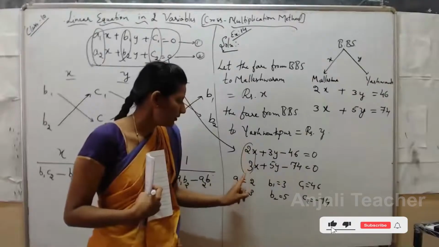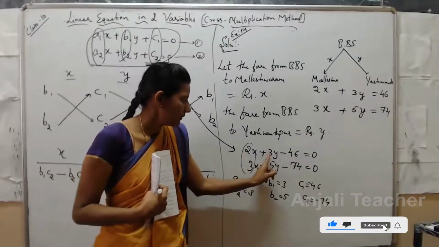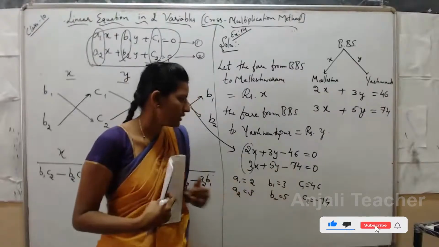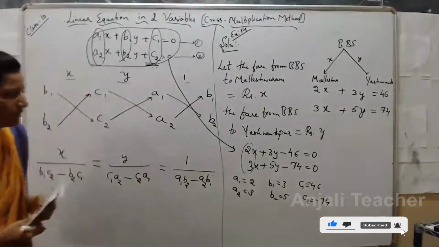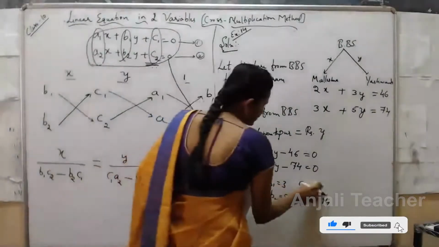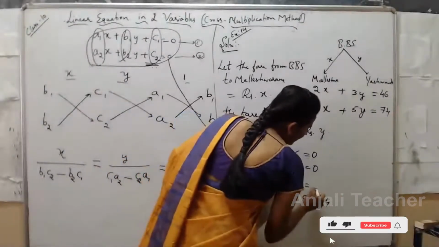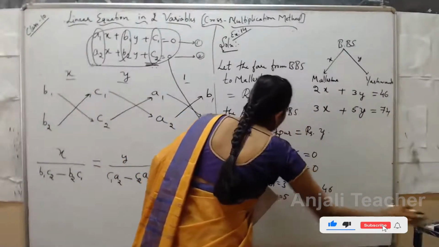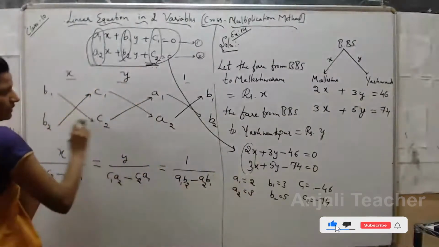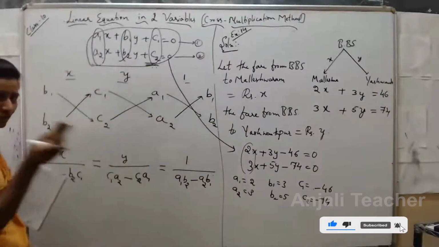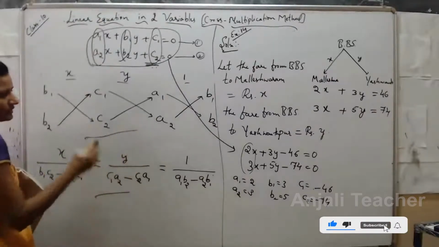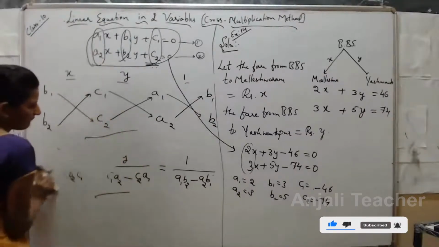A1 by A2 is how much? 2 by 3. B1 by B2 is 3 by 5. C1 by C2 is minus 46 and minus 74. This is minus 46, don't write 46. Now substitute all these values here by using the formula. If you know the formula, directly write this. If you don't know, then do this one.